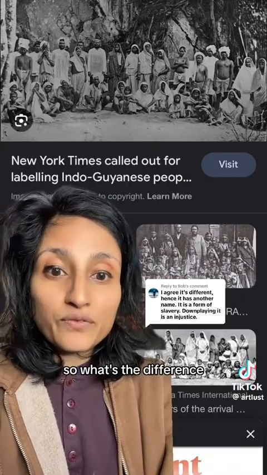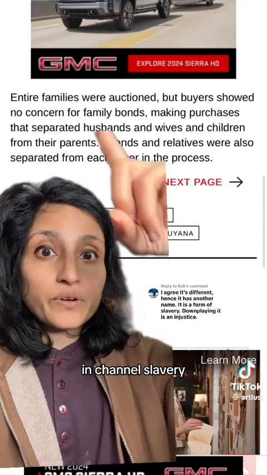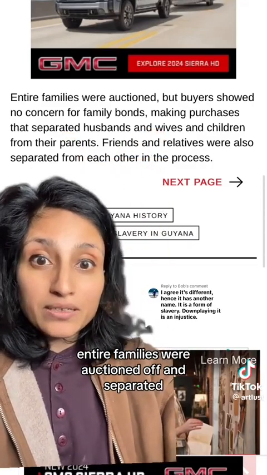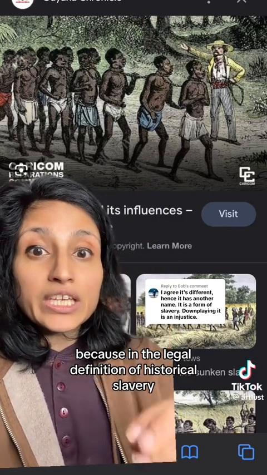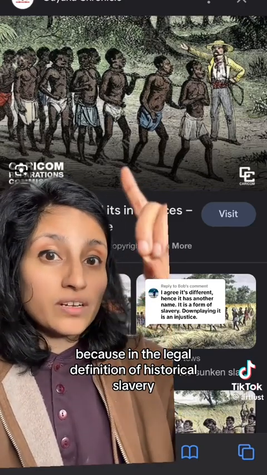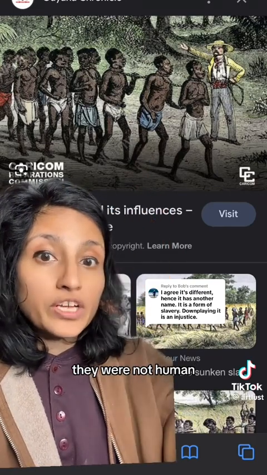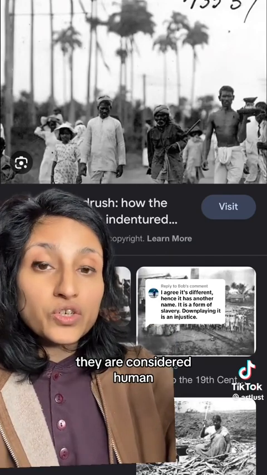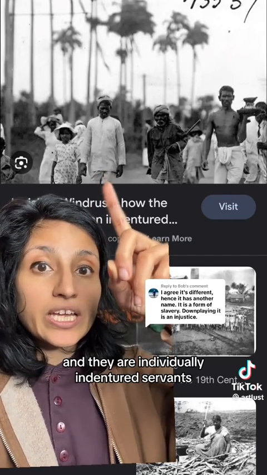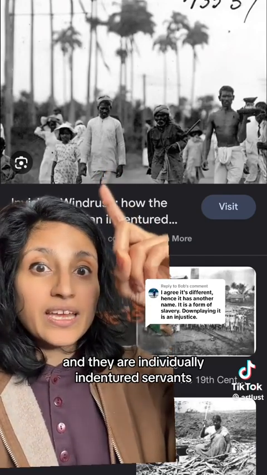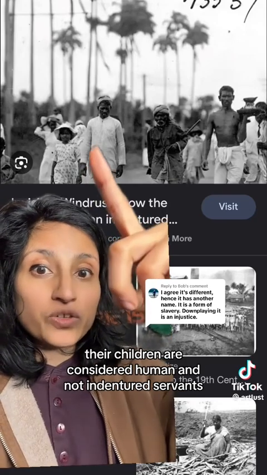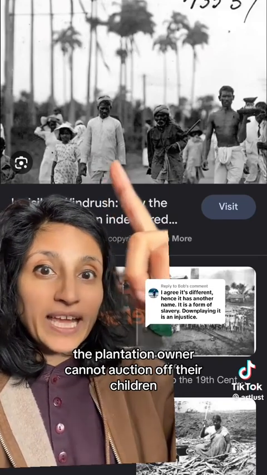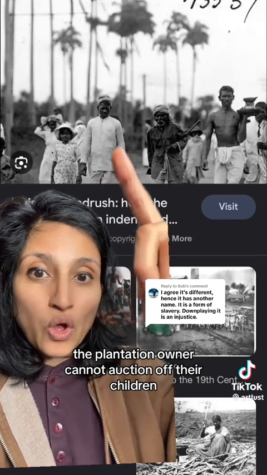So what's the difference? In chattel slavery, entire families were auctioned off and separated because in the legal definition of historical slavery, they were not human. In indentured servitude, they are considered human and they are individually indentured servants. Their children are considered human and not indentured servants. The plantation owner cannot auction off their children.